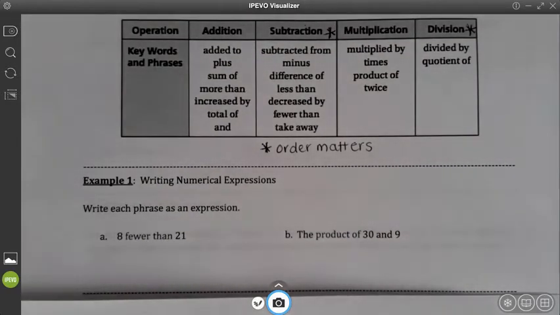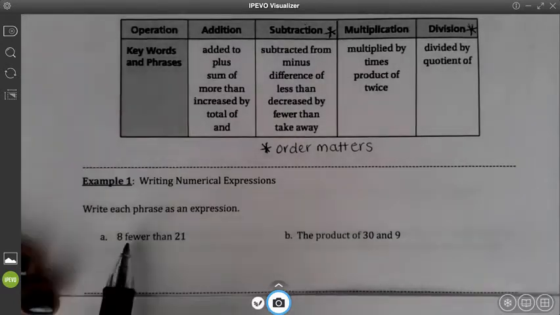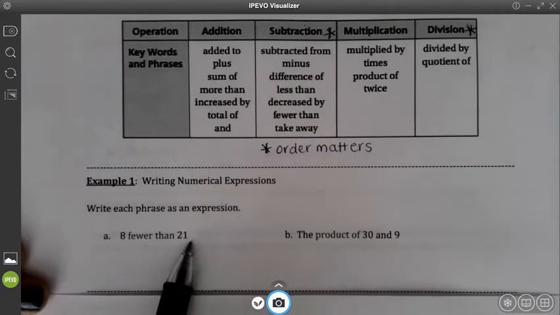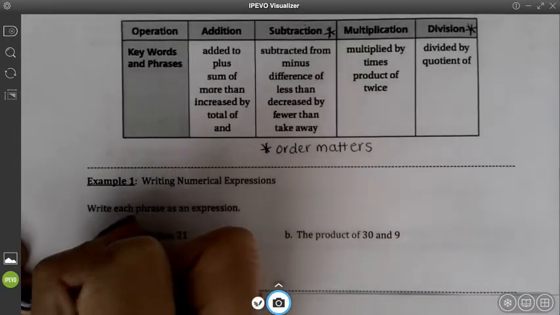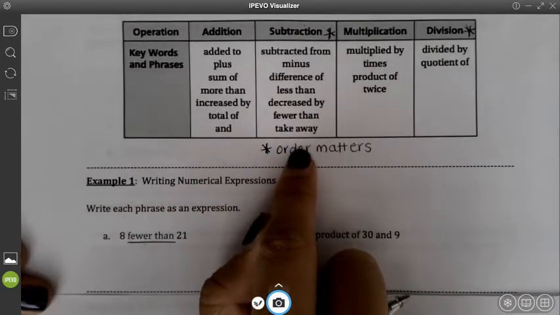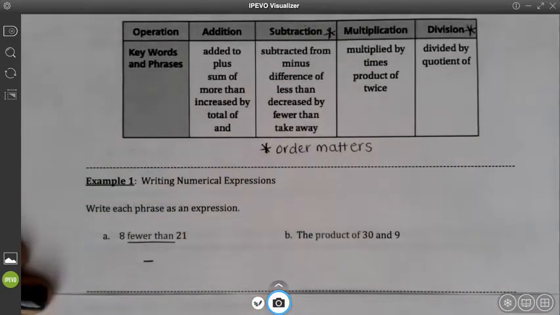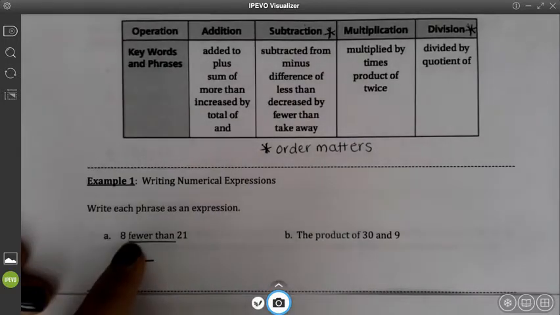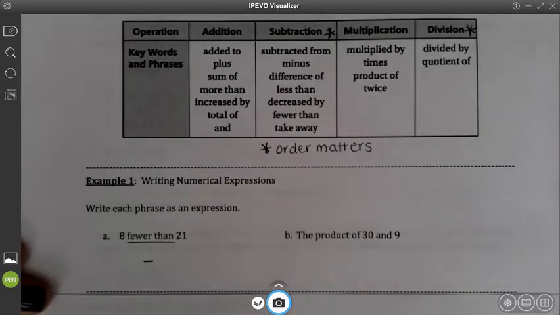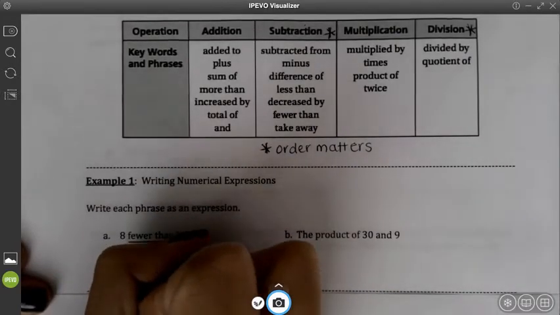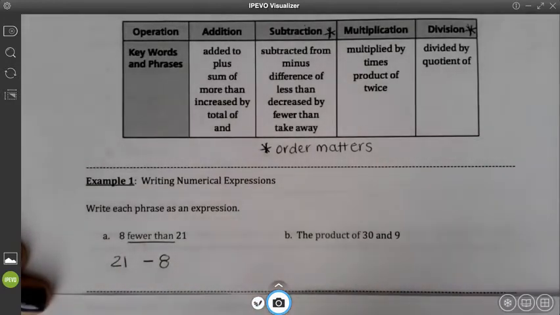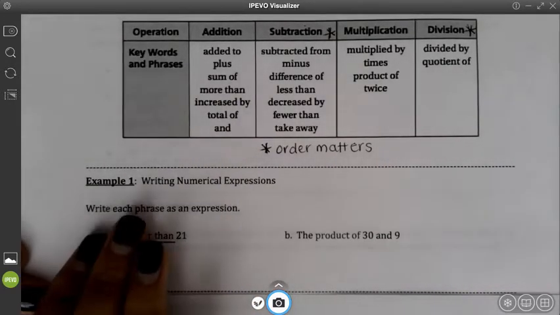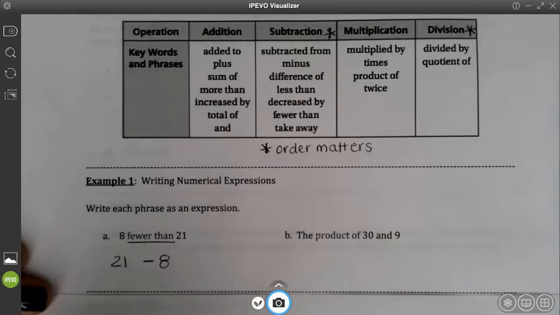Example 1, write each phrase as an expression. So we have 8 fewer than 21. Well, we know fewer than is subtraction, so we're going to use a subtraction symbol. But we now need to figure out the order because order matters. 8 fewer than 21. How would you solve that? If someone said you have 8 fewer than 21, you would take away 8 from 21. Now we're going to leave this like this because all we're asked to do is write the phrase as an expression. We're not asked to solve it.